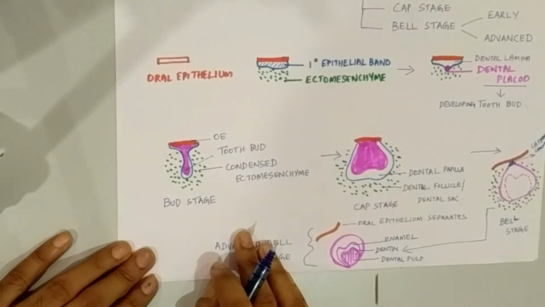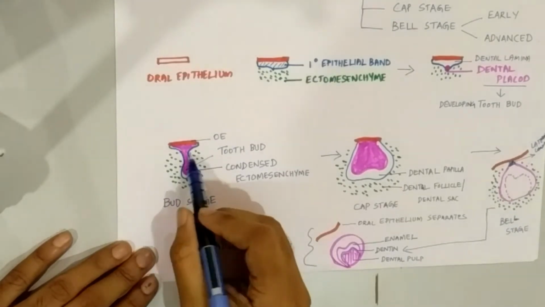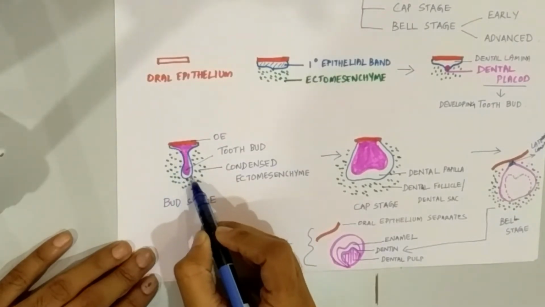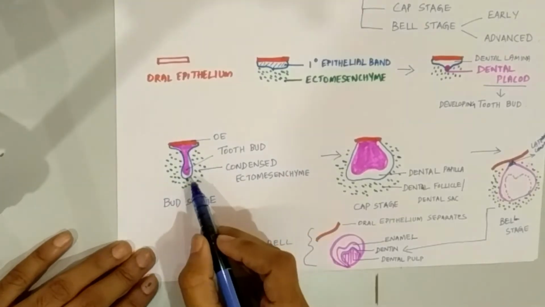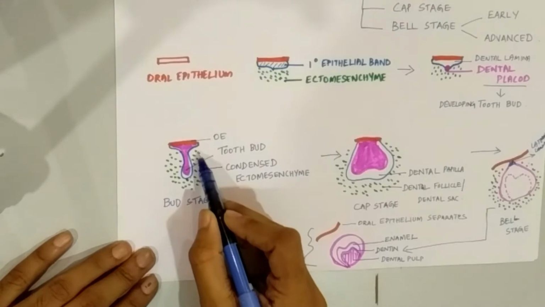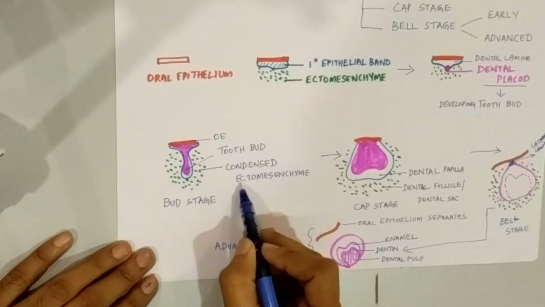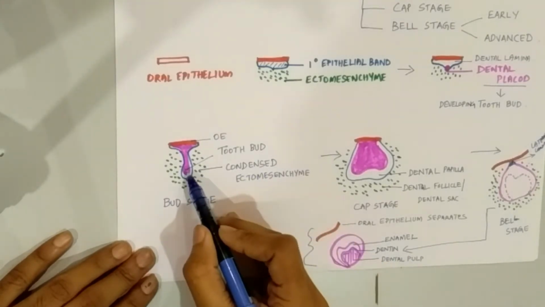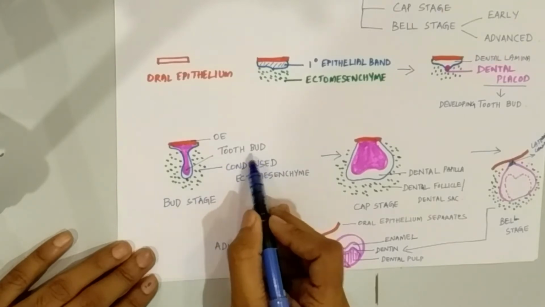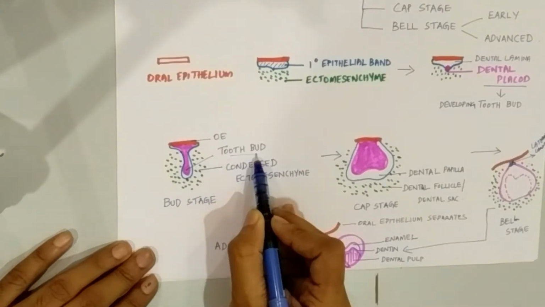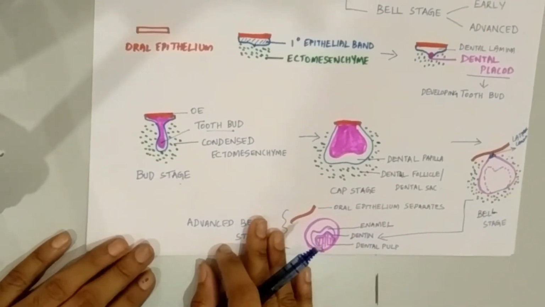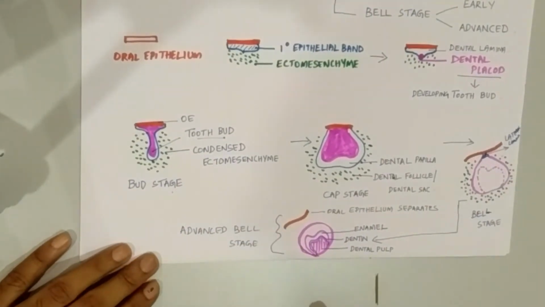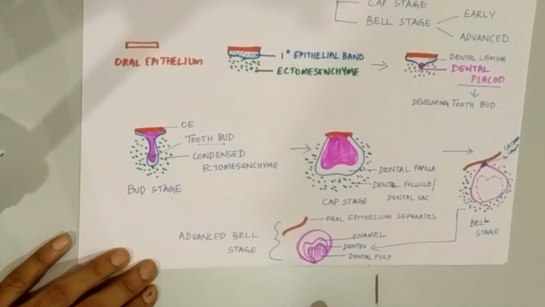The proliferation of both the dental lamina and the dental placodes results in an invagination into the ectomesenchyme. As a result of it, the cells of the ectomesenchyme get closely packed and condensed. So they are called the condensed ectomesenchyme, and the invagination is known as the tooth bud. The key feature in the bud stage is the condensed ectomesenchyme.